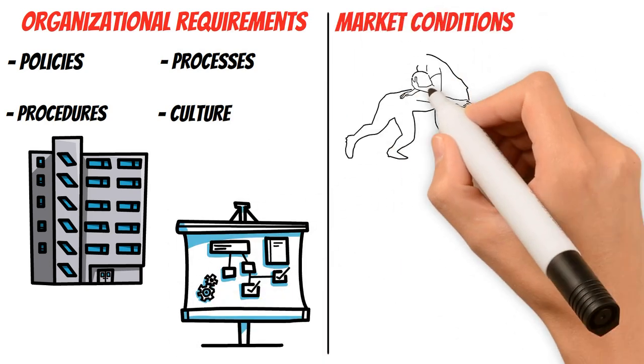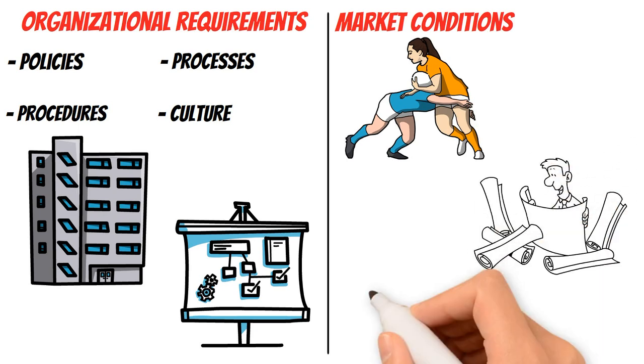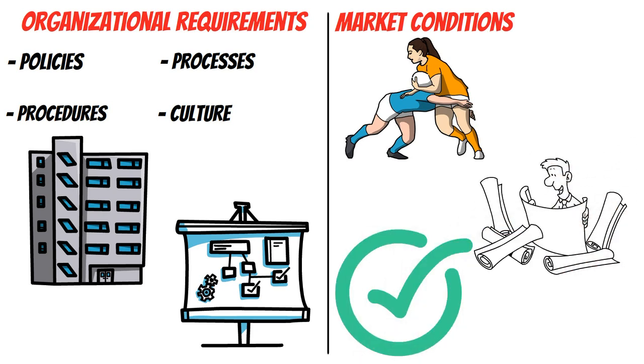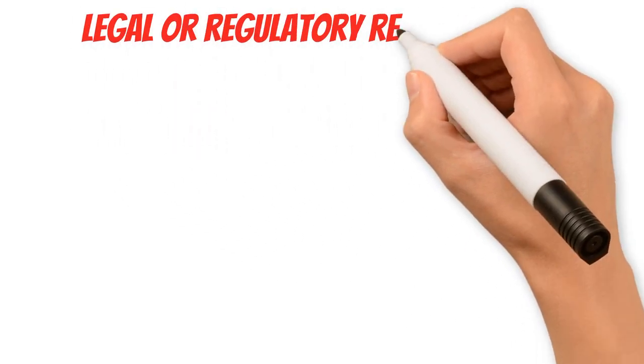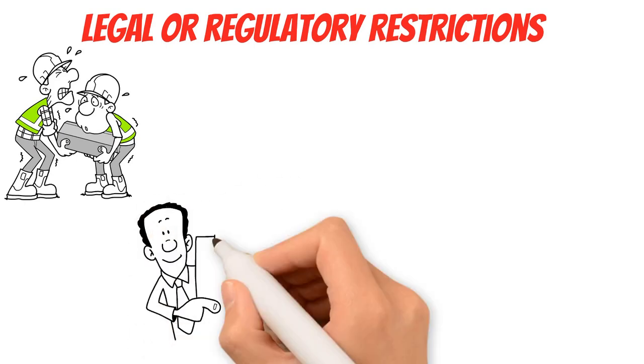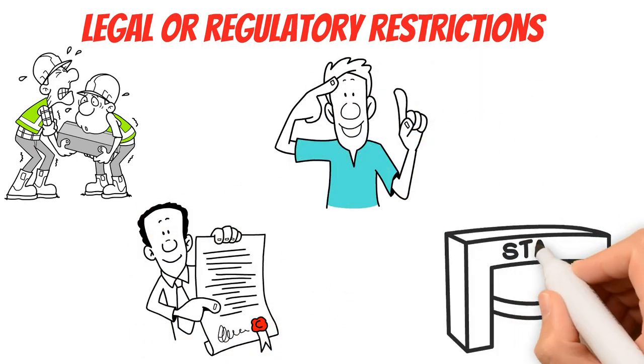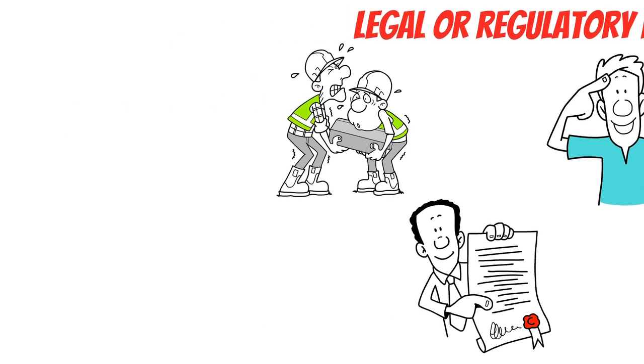Market conditions. This could be things like being in a highly competitive environment. You may undertake a minimum amount of upfront planning as the need to get to market is more important. And legal or regulatory restrictions. Think of construction again. You would need to get permits from the city before you start building. These things you would have to take into consideration before you start your project.